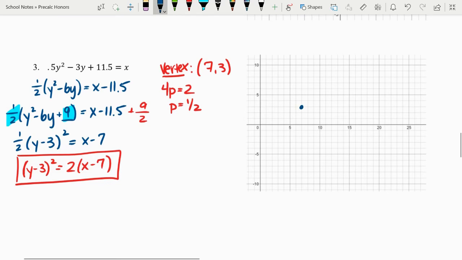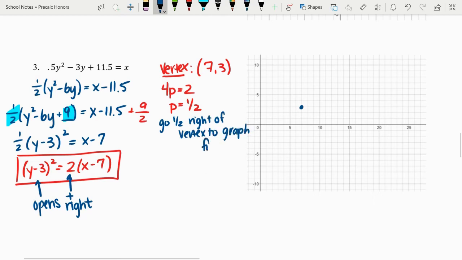Since this is a y-squared parabola, we know it opens horizontally, either right or left. Since this is positive, it's going to open to the right. So from the vertex, I'm going 1/2 unit to the right to graph our focus, putting it right there. That would be my focus. I'm just going to write it in, since it's really hard to see on our graph. The focus would be (7.5, 3).